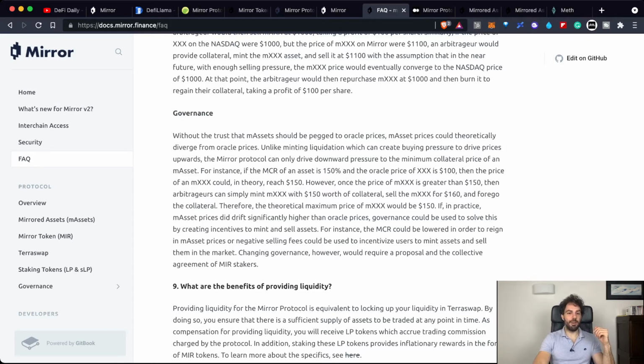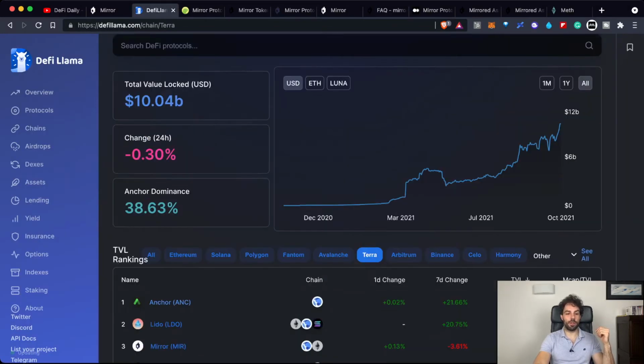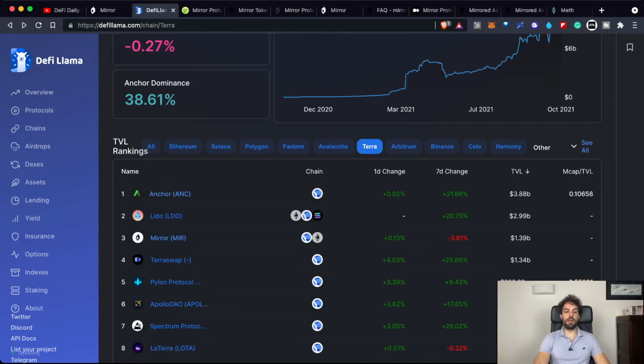Okay, but let's have a look at how Mirror is doing, and if it is a successful platform and if it is growing or not. To understand it, we will use, as always, DeFi Llama to have a look at the total value locked inside the platform. As you can see right now, the Mirror protocol is in third position in the rankings of Terra, and it has right now around 1.4 billion total value locked, and it's just behind Anchor protocol that we talked about yesterday.